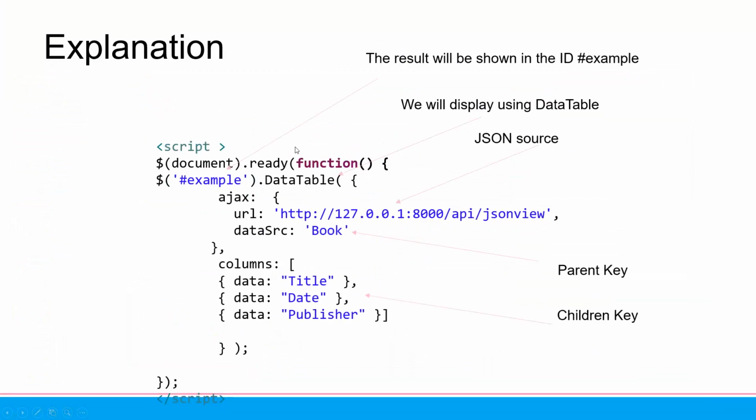I just explained this one. The example is the result that will be shown in the ID sharp example, and we will display it using the data table, and this is the JSON source. So if you have another JSON source, you might refer to this JSON source. And then this is the parent key, and this is the children key.